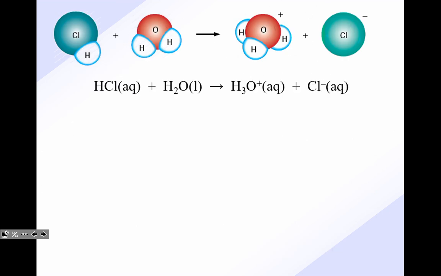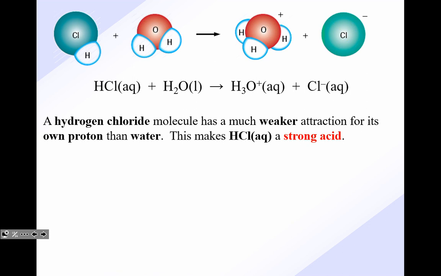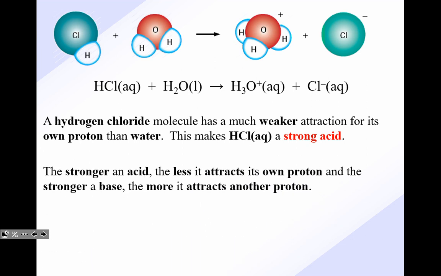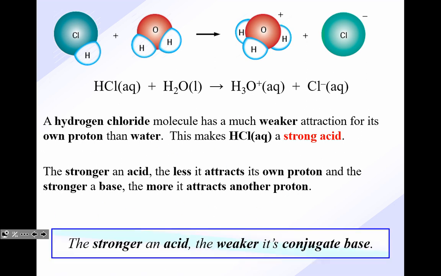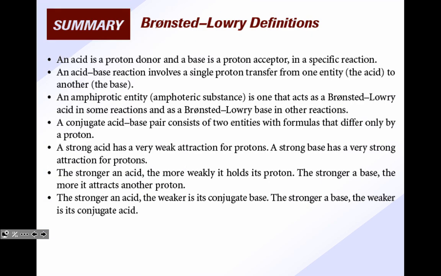So here's an example. A hydrogen chloride molecule has a much weaker attraction for its own proton than water. This makes hydrochloric acid a strong acid. The stronger an acid, the less it attracts its own proton, and the stronger a base, the more it attracts another proton. So another really important concept or phrase: the stronger an acid, the weaker its conjugate base. Think of it as an inverse relationship between the acid and its conjugate base, okay? So a weak acid has a strong conjugate base. A strong acid has a weak conjugate base. Make sense, kiddos? Something that you have to memorize.